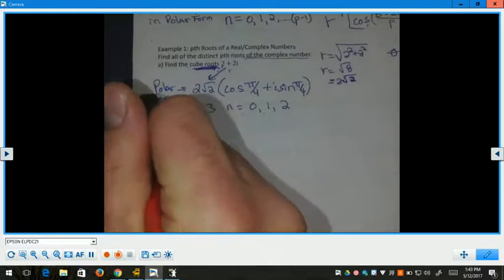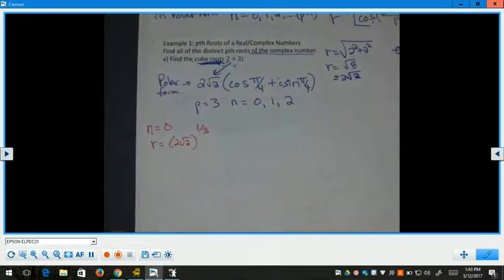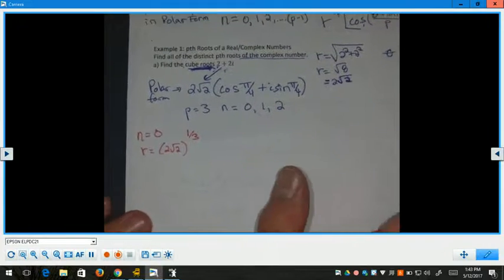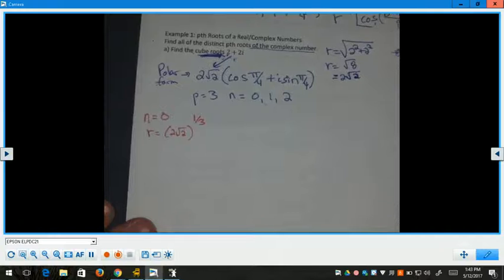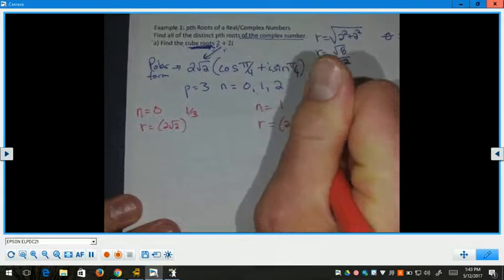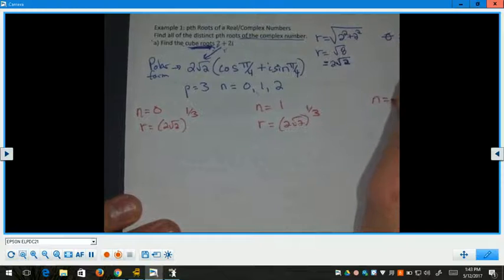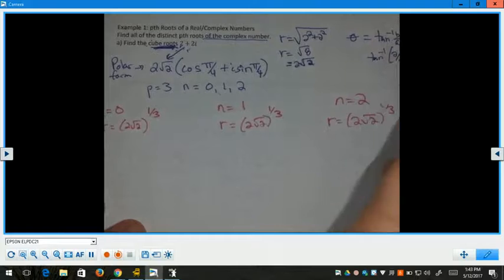So for our first one, we have n equals 0, which means that r equals 2 square roots of 2 to the 1 over p, which is 1/3. And that's going to be the case for all of these. If you look at our formula up here, r is always raised to the power of 1 over p. So we're okay there. So when n equals 1, r will also still be 2 square roots of 2 raised to the 1/3 power. When n equals 2, r will still be 2 square roots of 2 raised to the 1/3 power.